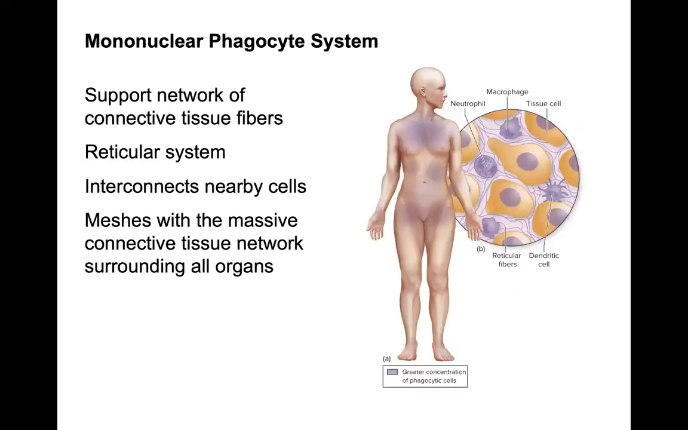So the mononuclear phagocyte system, this is a support network of connective tissue fibers. It's part of the reticular system, which interconnects nearby cells. It meshes with the massive connective tissue network that surrounds all of the organs. And you can see here you have various tissue cells. And by the way, this is all indicated here in purple. And you can see how you just have these macrophages and dendritic cells just dispersed within the tissues.